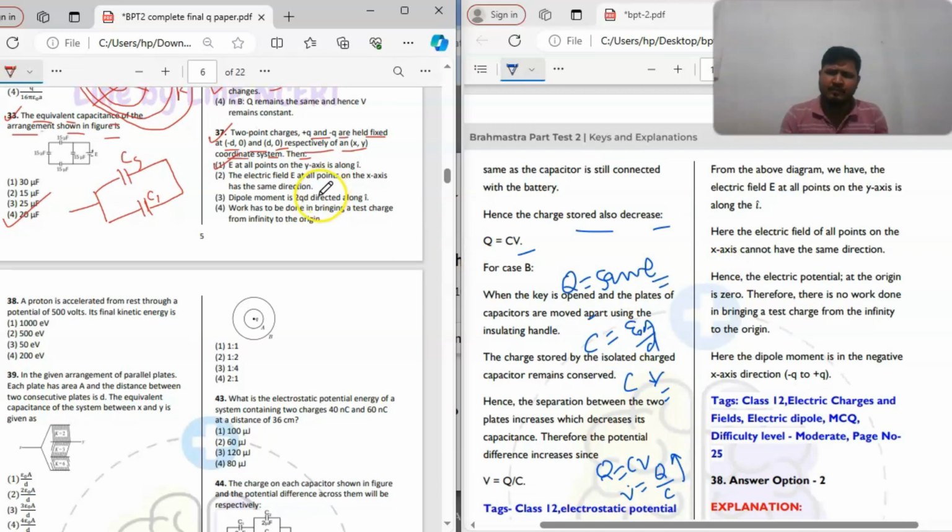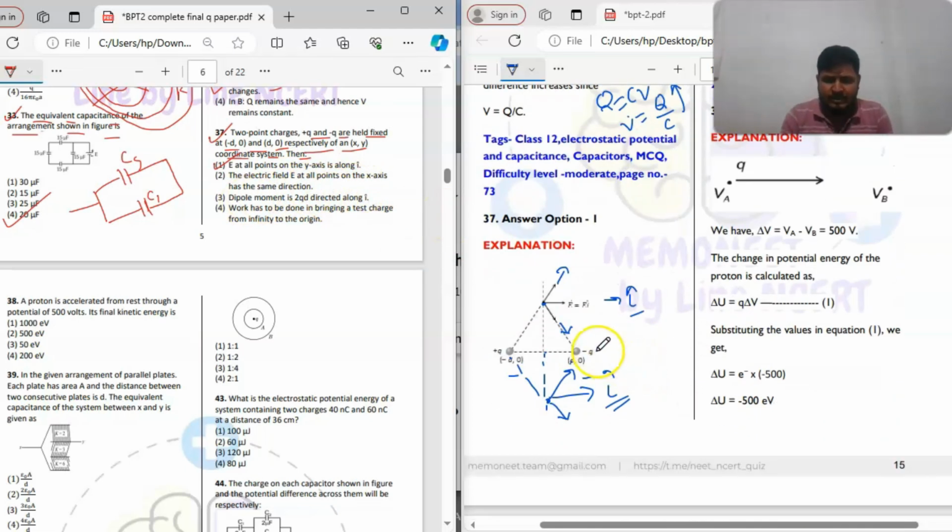Now let us first discuss our 2nd, 3rd and 4th options also. Let us check in question number 37. The electric field at all points on the x-axis has the same direction. Let us check. Suppose this is our x direction. So the electric field due to minus Q is towards left, and the electric field due to the other charge is towards right. So what is the net electric field? Towards left.